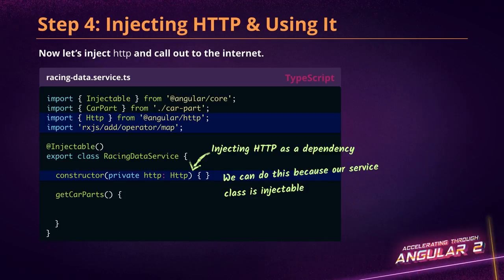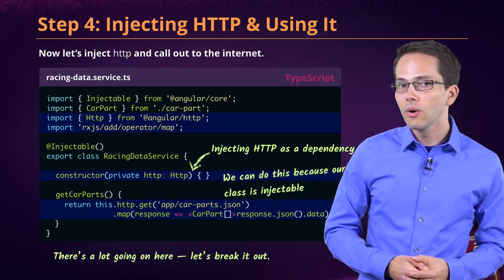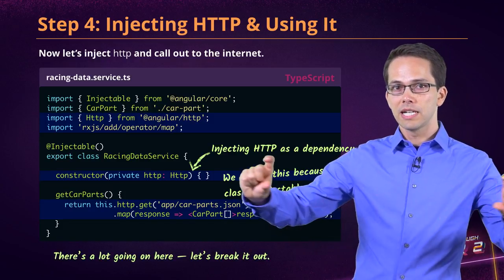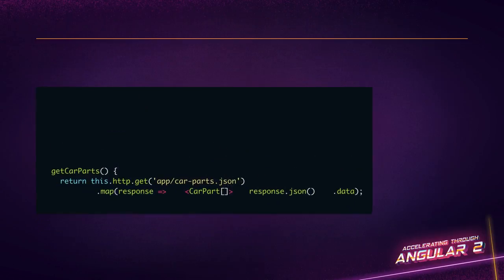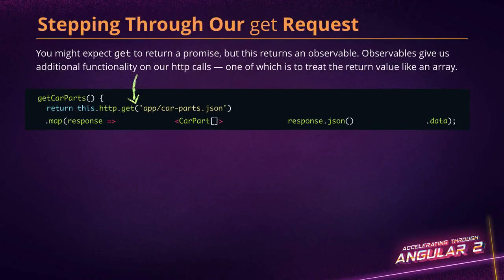Now, inside the car parts method, we'll write a bunch of code. And there's a lot going on here. So I'm going to split it out into multiple pieces and we'll go through it step by step. First, calling the GET method and fetching our JSON file. You might expect this to return a promise, but it actually returns an observable. Observables give us additional functionality on our HTTP calls, one of which is to treat the return value like an array, which leads us to the map method.